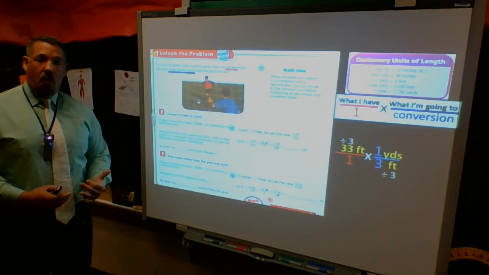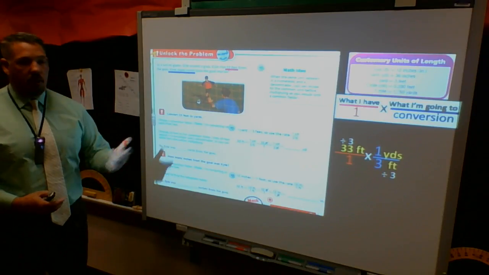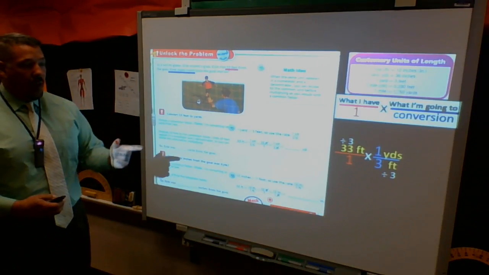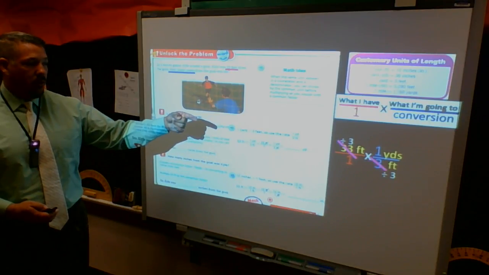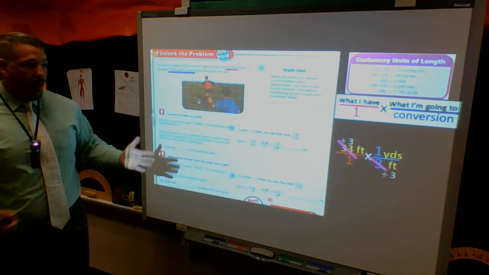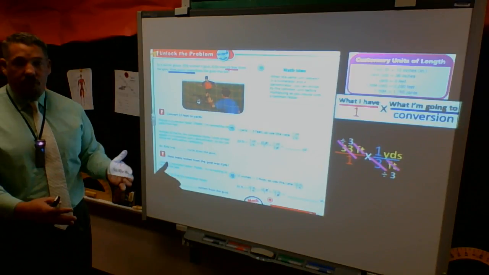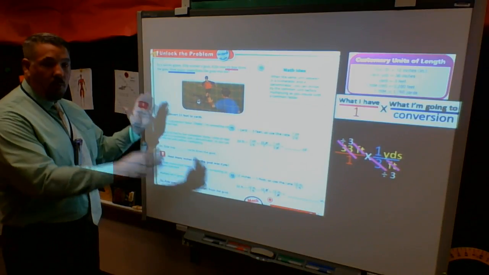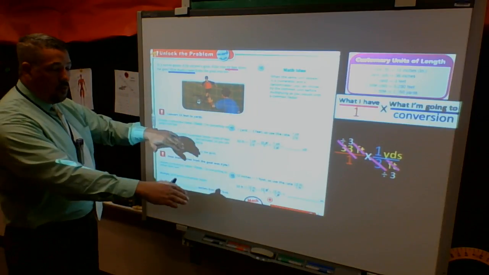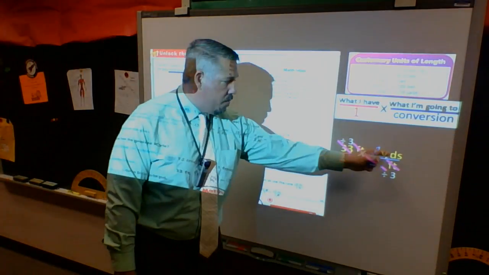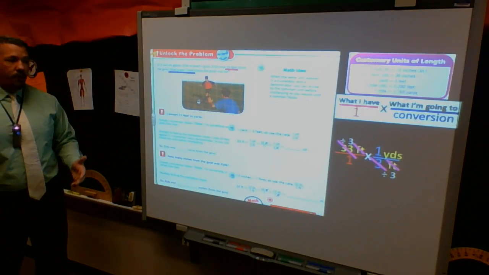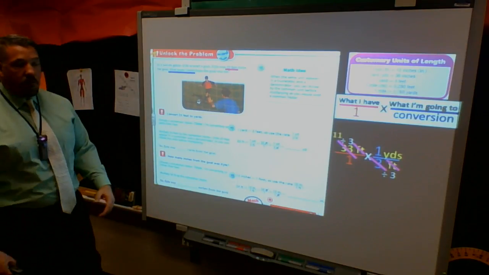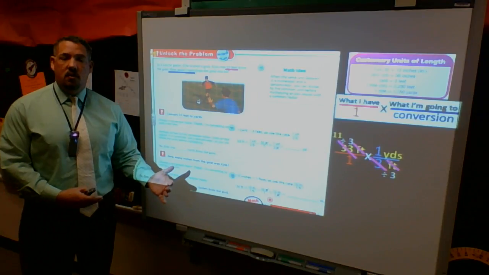Now I can cross-reduce both of those numbers. I don't have to, which you'll see in the book, but I can. And 3 would go into both of them. 3 goes into 3 one time, and 3 goes into 33 11 times. What I'm left with then is my feet and feet. I'm going to get rid of them from the top and the bottom, which leaves me with my conversion rate that I need at the end. I'm left with yards. And then I'm just left with 11 times 1 yard, which gives me 11 yards.